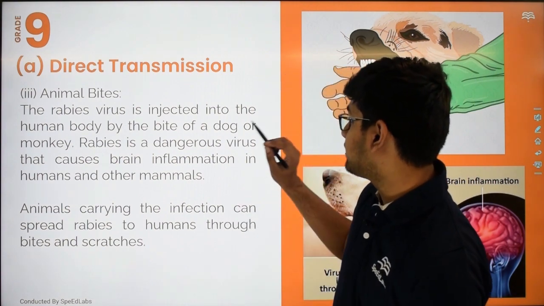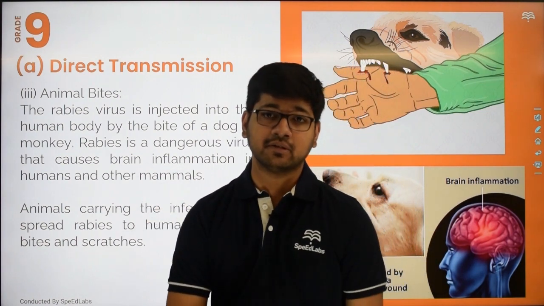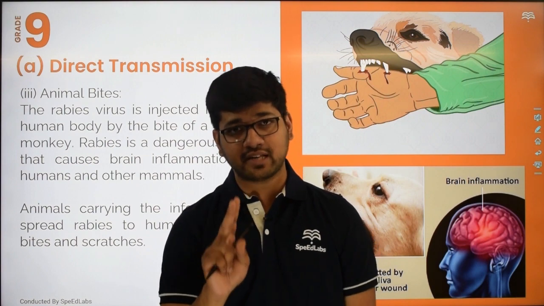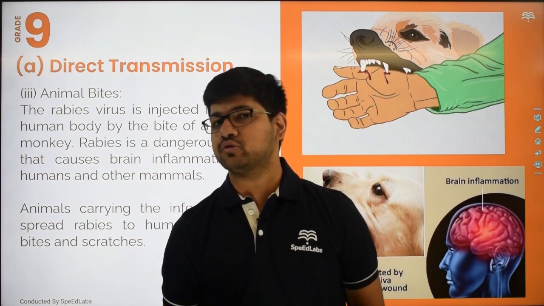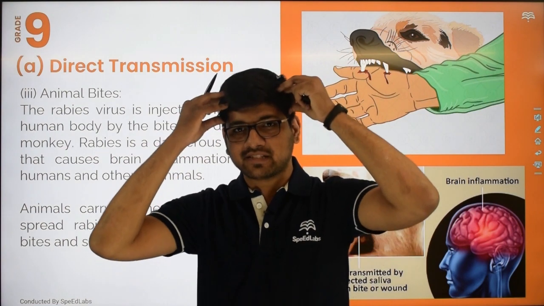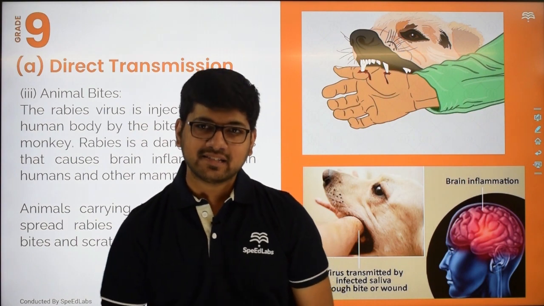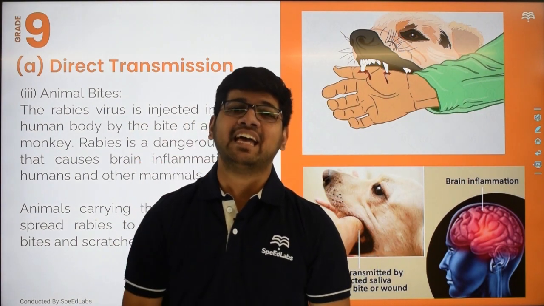Rabies is a dangerous virus that causes brain inflammation in humans and other mammals. What happens is that if someone encounters rabies, two things happen. Firstly, their head starts getting swollen. Because of the infection, your head starts swelling, because of which immense headache occurs. And second, the person is not able to ingest anything.